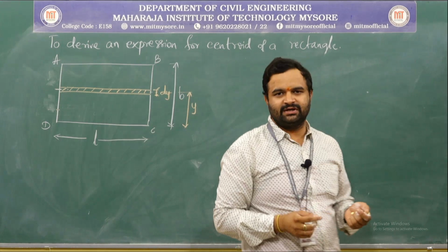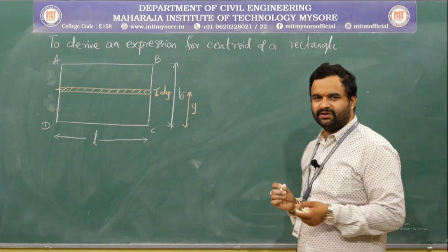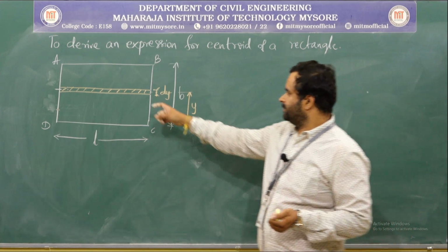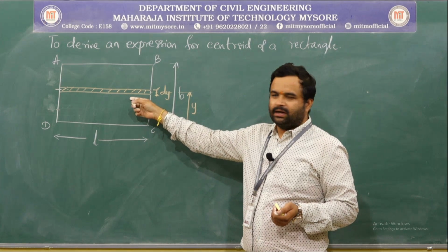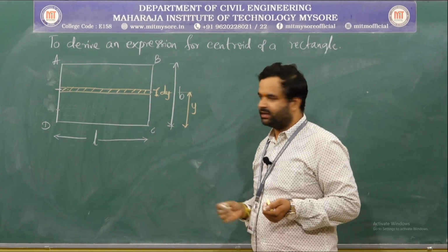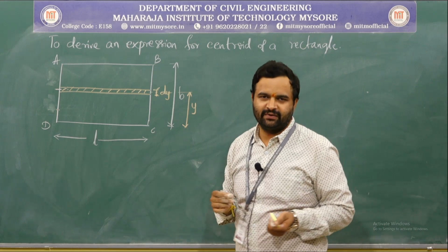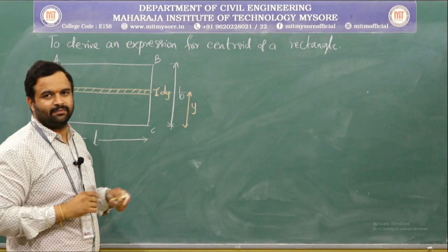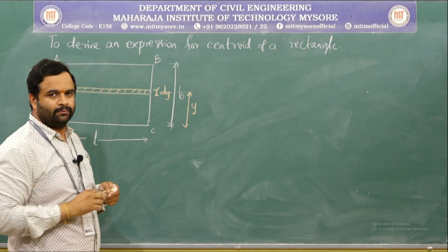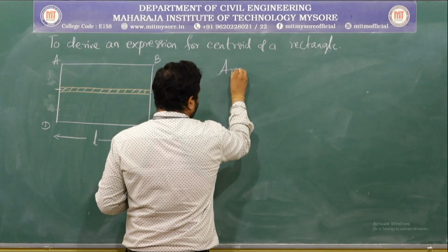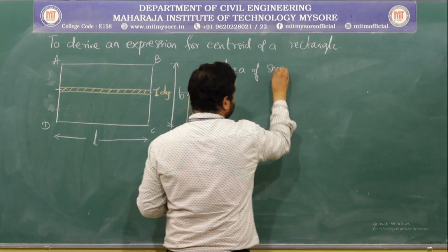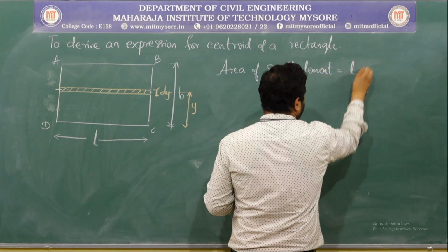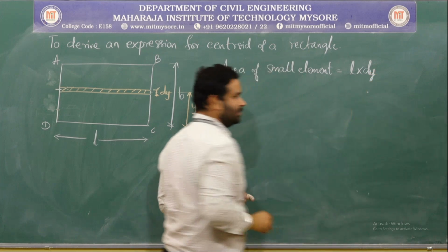Writing the same sentences, that is, let L be the length of the rectangle and B be the width of the rectangle, and let us consider a small elemental area whose width is equal to the length of the rectangle and depth is equal to dy as shown in figure, and is located at a distance of small y from the base of the rectangle. Now area of small element is equal to L into dy.